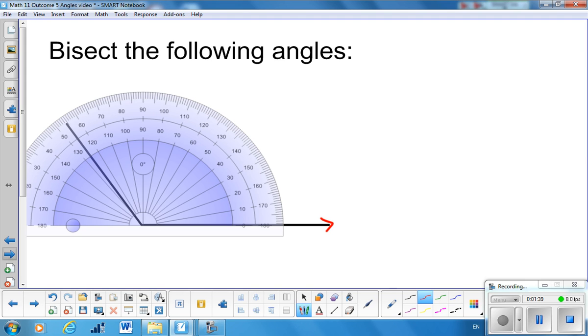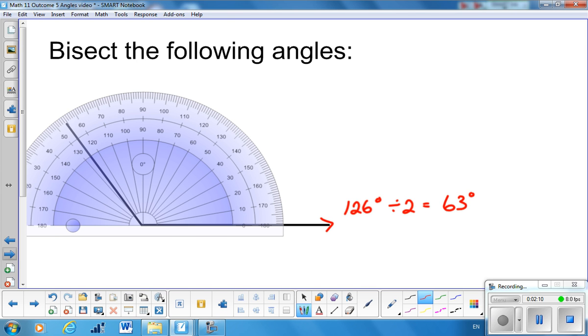The angle that we have is larger than 90 degrees, so we want to read along the inside of our protractor, and this angle would then be 126 degrees. If we want to bisect that angle, we need to divide it by 2. 126 divided by 2 is 63 degrees. And so we now need to draw this into two 63-degree pieces.